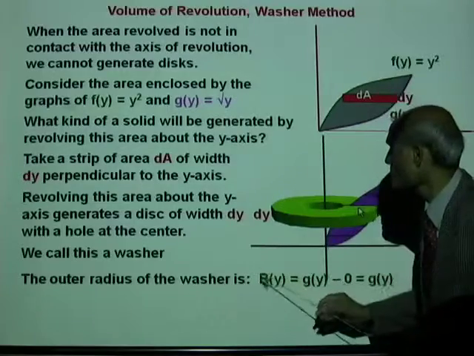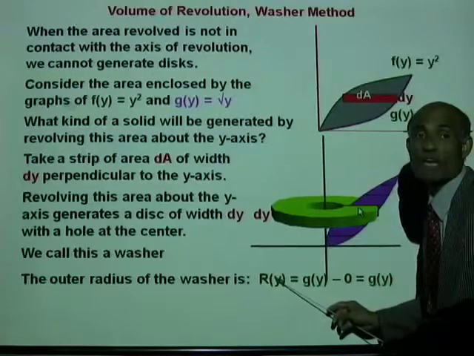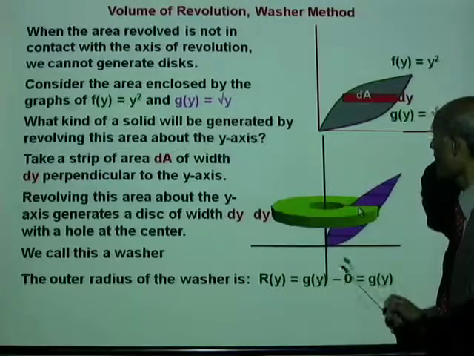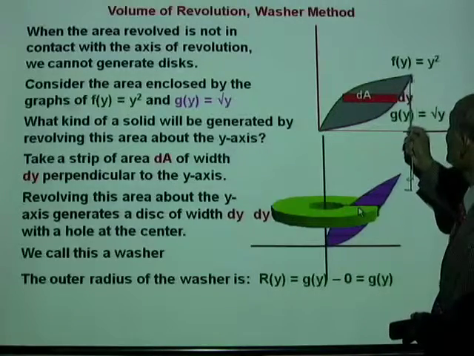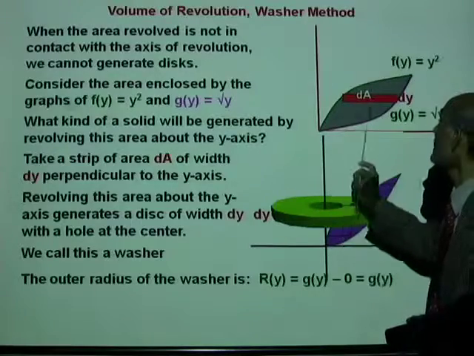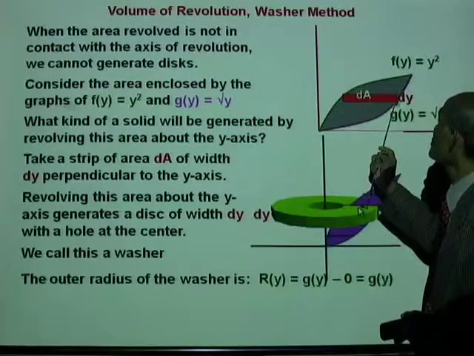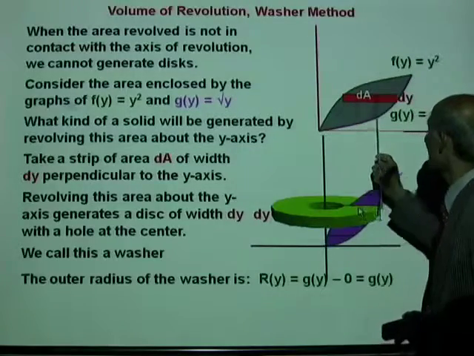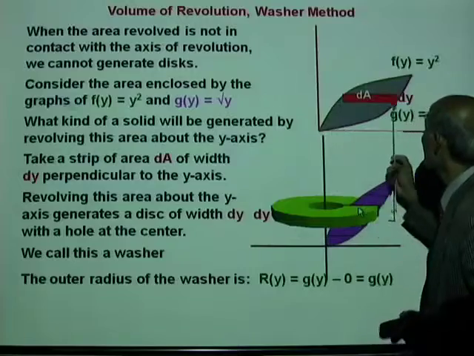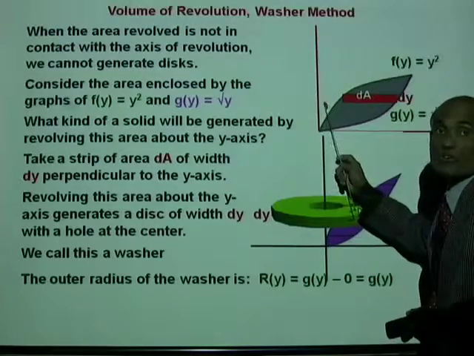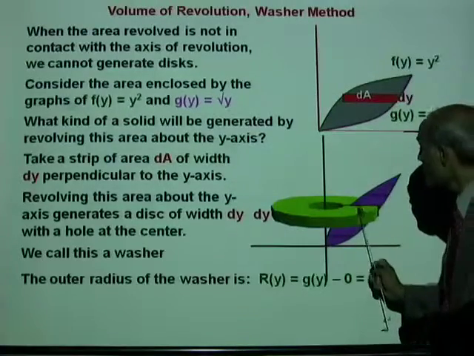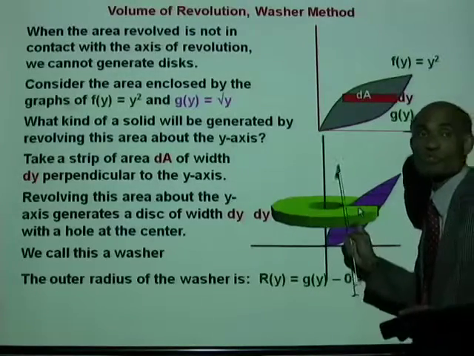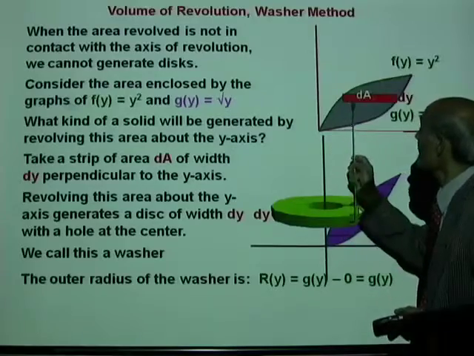And we're going to call it uppercase R of y, equal to g of y minus 0. You see, this is g of y. And the distance of this graph from the y-axis, all of that is actually g of y. That means this whole distance is the outer radius. I hope you understand that. Pay special attention to that.